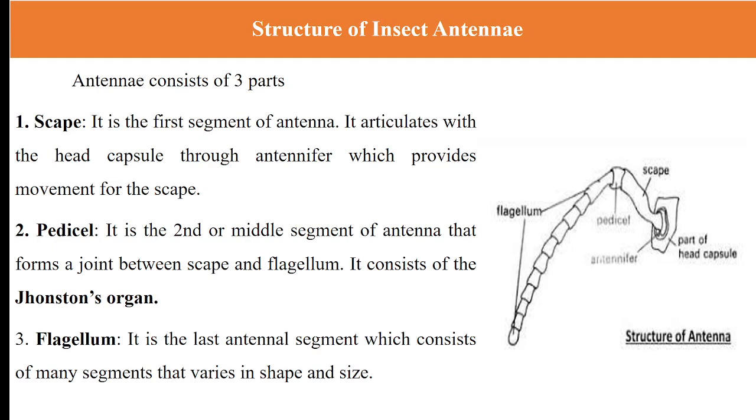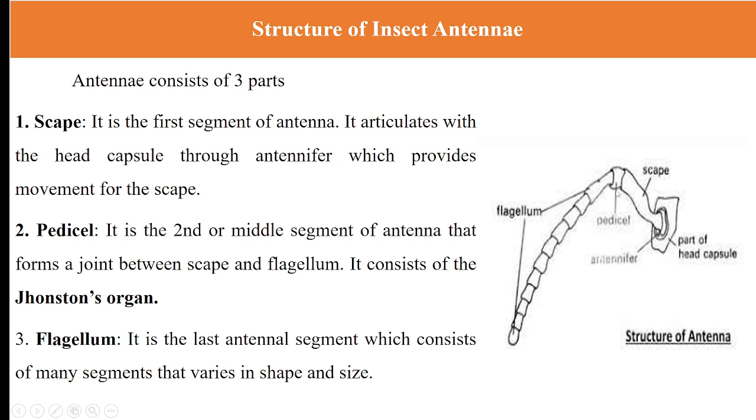Coming to the structure of insect antennae, insect antennae consist of three parts. First is the scape. You can see here, this is the first segment of the antenna, and it articulates with the head capsule. It is attached to the head capsule through the antennifer, which provides movement to the scape. This is the scape, the first segment, and then the second segment is the pedicel.